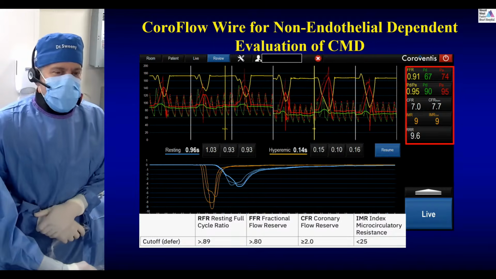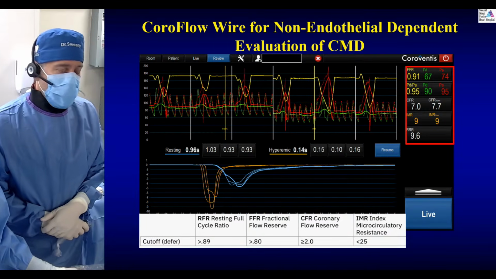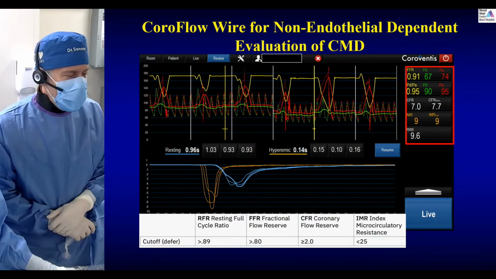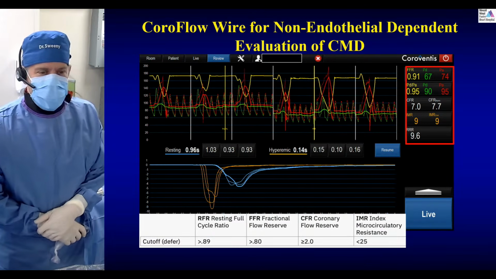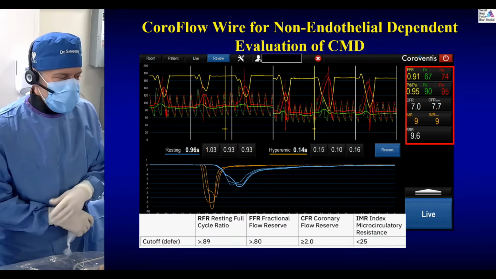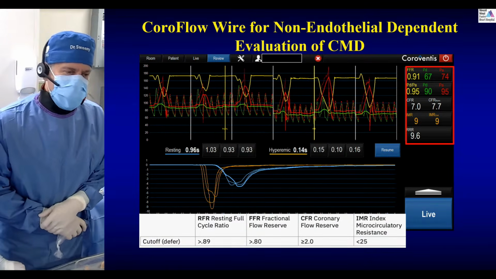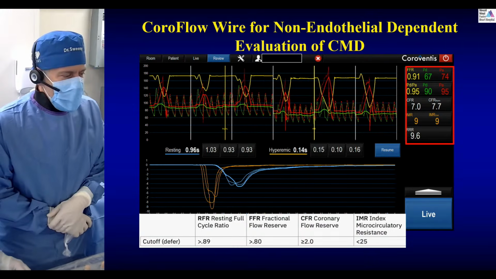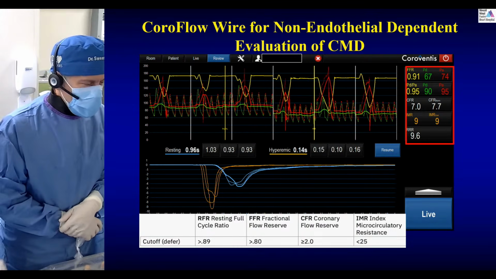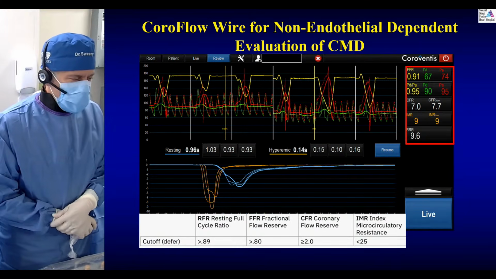We then switch our attention to the non-endothelial dependent. We do this through the CoroFlow wire, which is made by Abbott. And this, we put a wire down the LAD, and we give saline bolus injections. And those saline bolus injections are timed through a temperature pressure sensor on the wire. And you see it rests in the blue curves. And then we induce hyperemia, and those are the orange curves.